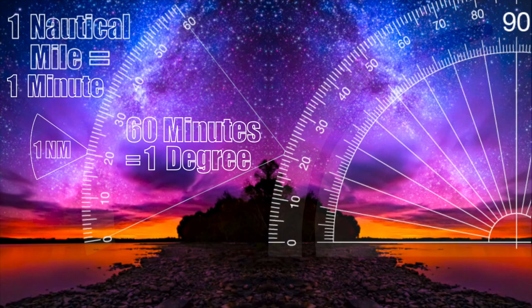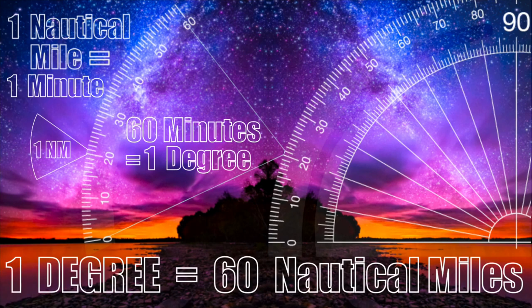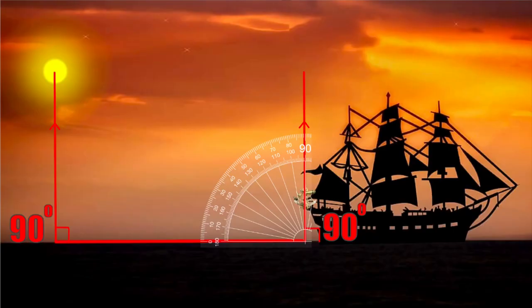One nautical mile equals 1 minute of degree. 60 minutes of degree equals 1 degree. So 1 degree equals 60 nautical miles. Degrees are measured with angles. And angles to the celestial objects measure a difference in degrees from a starting point of 90 degrees.